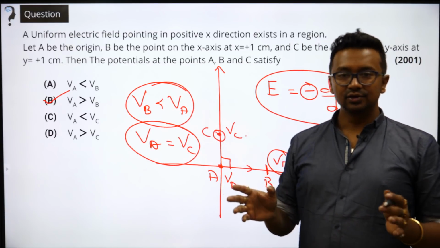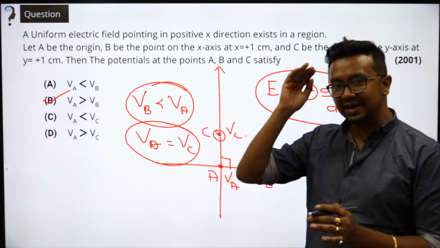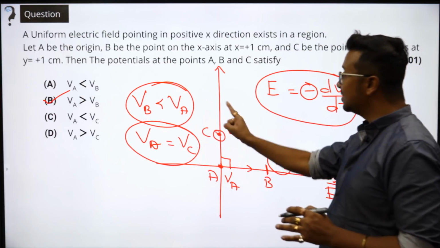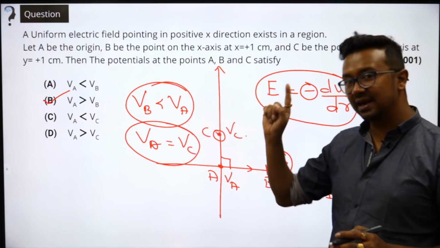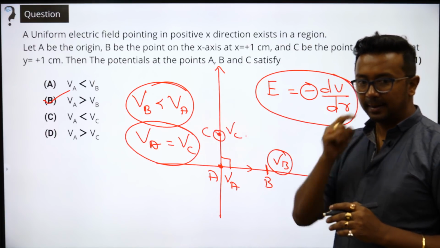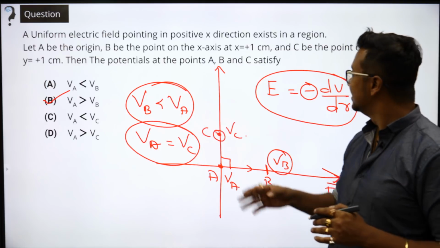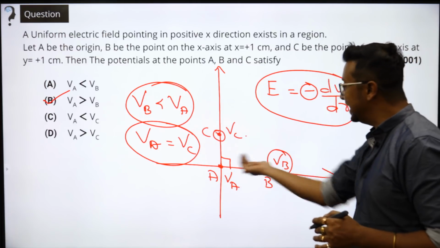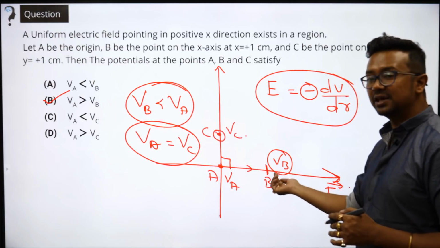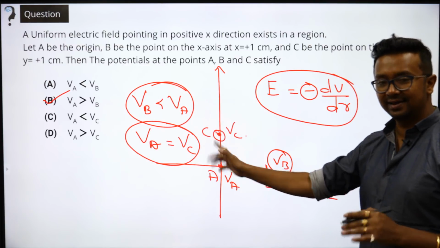Okay, so just remember this formula, and based on that, remember electric field is in the direction of decreasing potential. All right, chalo guys, this concept will be useful many a times in number of questions that you are going to solve in your 12th standard. Okay, so VA will be more, because the field is in this direction and in this direction the potential decreases, so B, in the direction of the field, will have a lesser potential as compared to point A. That's it.